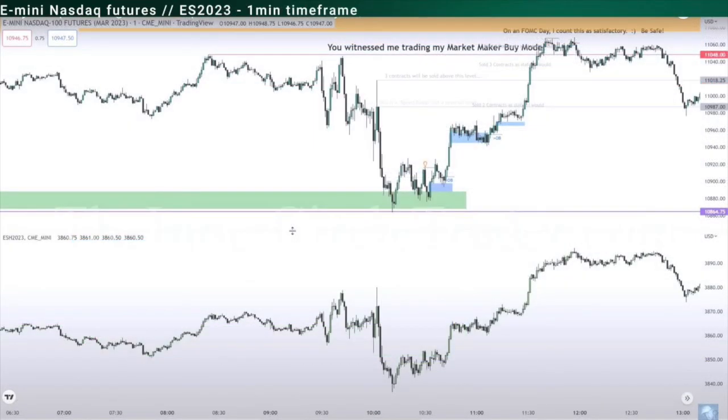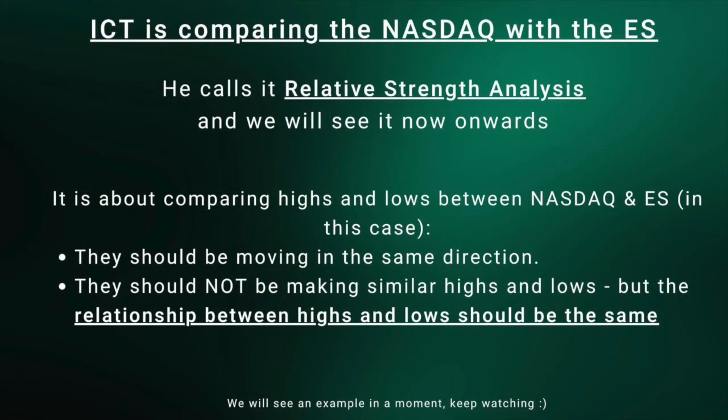So when ICT opens it, we can see here on the 1 minute time frame the E-mini Nasdaq futures and the ES 2023. So guys, ICT is comparing the Nasdaq with the S&P. He calls this comparison in this type of analysis a relative strength analysis. And we will see it now on how he actually does it.